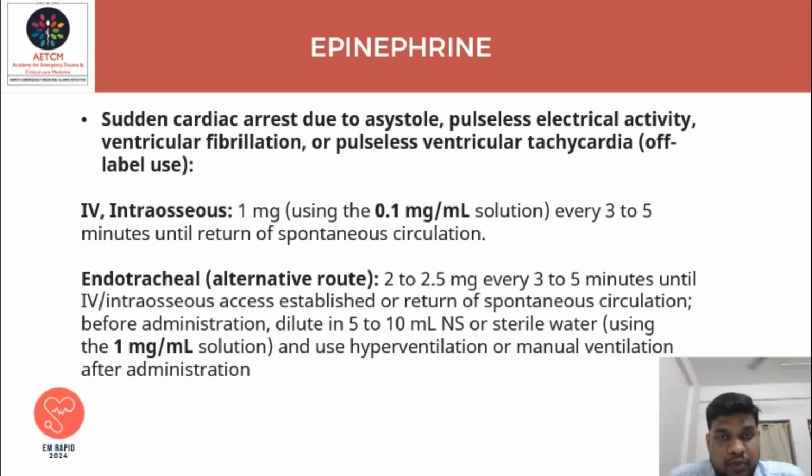Coming to sudden cardiac arrest due to asystole, pulseless electrical activity, ventricular fibrillation, or pulseless ventricular tachycardia, you can go through the IV or intraosseous route. It is 1 mg every 3 to 5 minutes until the return of spontaneous circulation. You can also use the endotracheal route, that is 2 to 2.5 mg every 3 to 5 minutes until intravenous or intraosseous access is established or return of spontaneous circulation. Before administration, dilute in 5 to 10 ml NS or sterile water using the 1 mg per ml solution, and use hyperventilation or manual ventilation after administration.